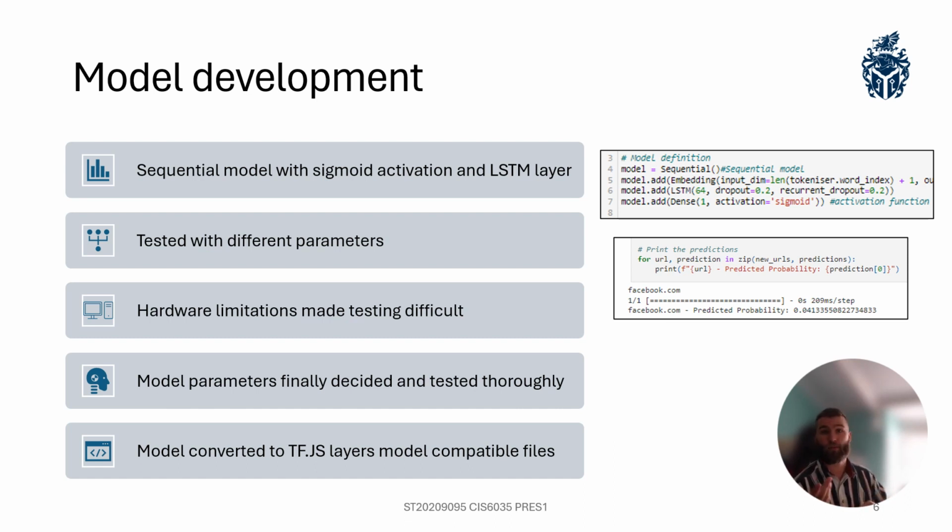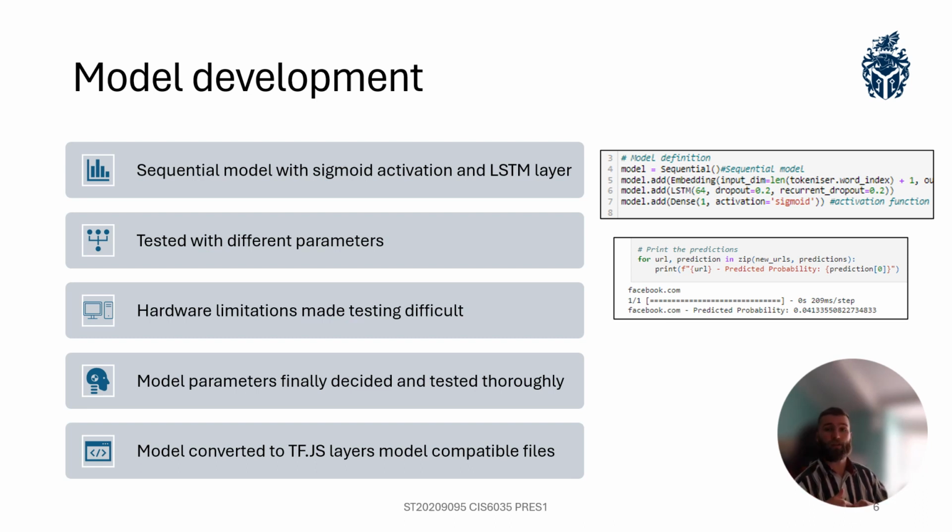I was going to say 0.2. So after the model was tested on the testing set, it was then decided that the parameters that we had so far were going to be deployed on the extension itself.